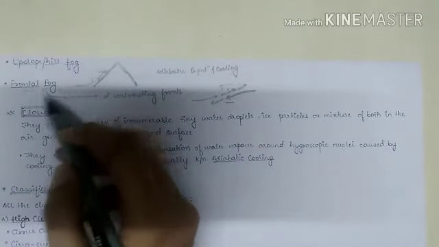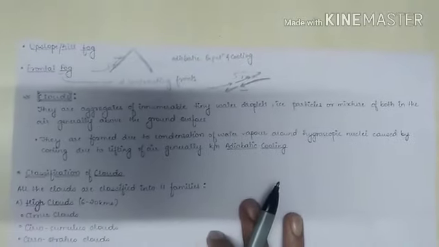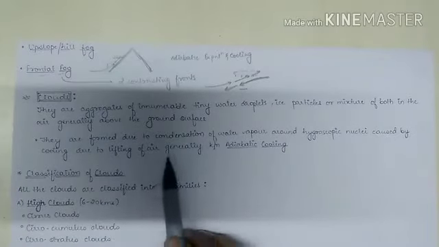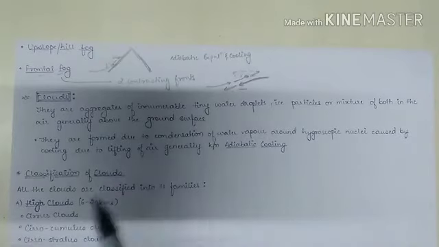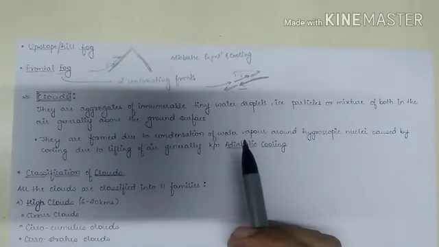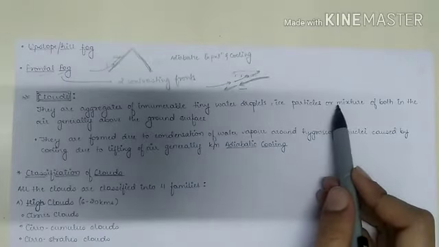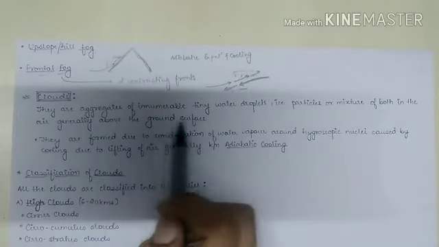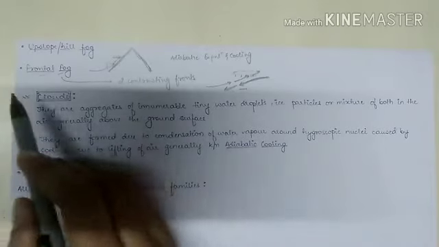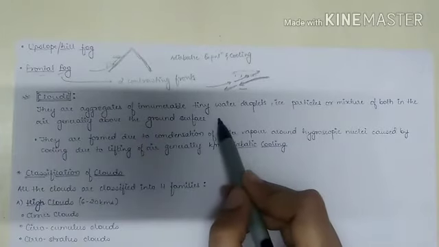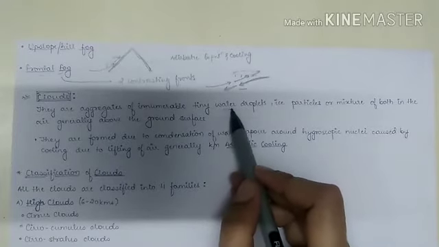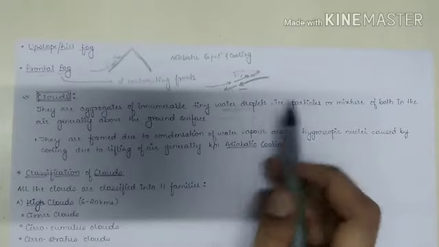Okay, now as we have done fog, we will come over to clouds. Clouds are actually aggregates of innumerable tiny water droplets, ice particles, or a mixture of both in the air, generally above the ground surface. So, fog was near the ground surface, but clouds are above the ground surface, and here we can see water droplets or ice particles or both of them. Okay.